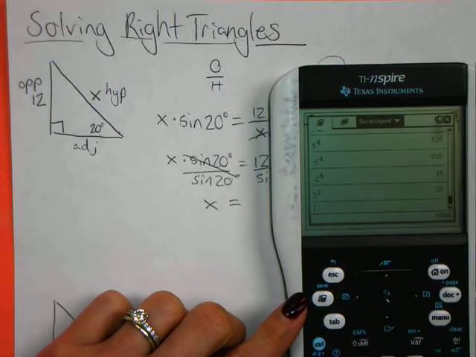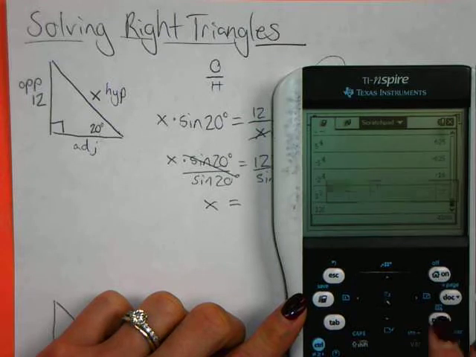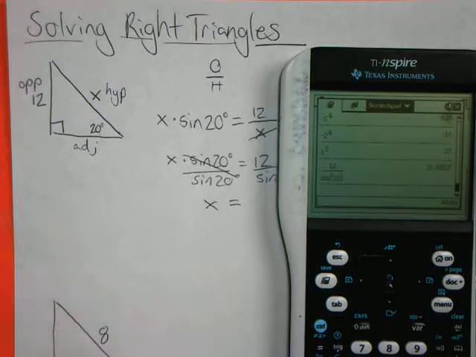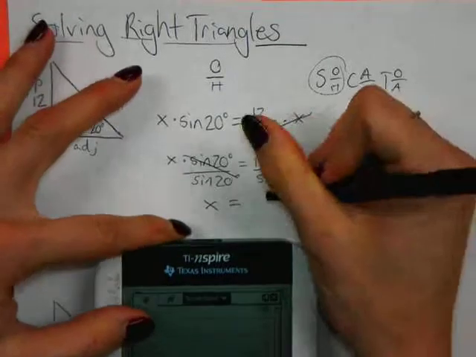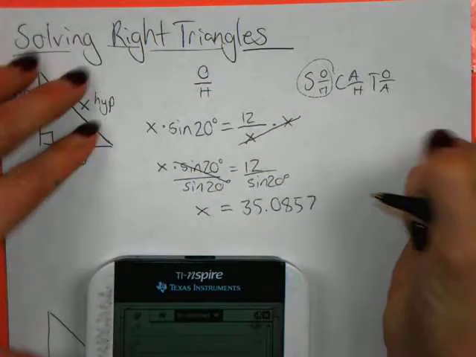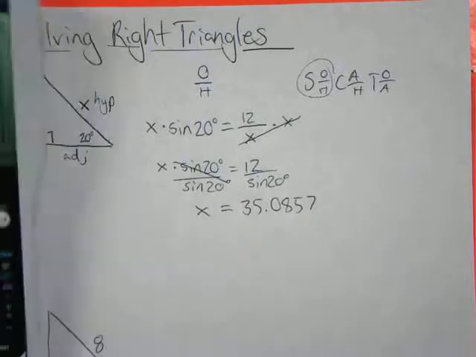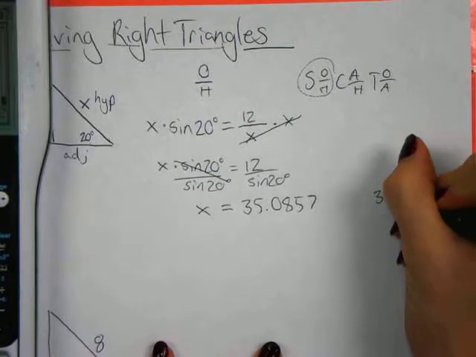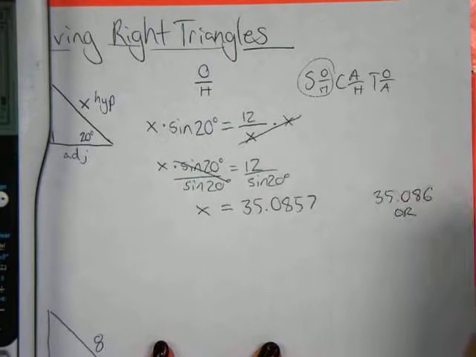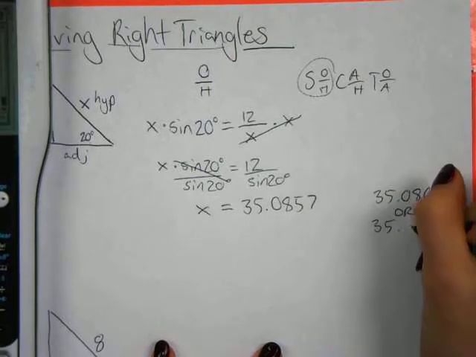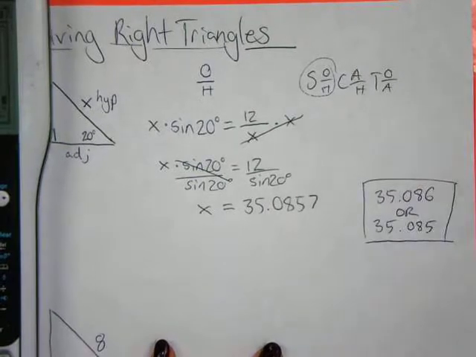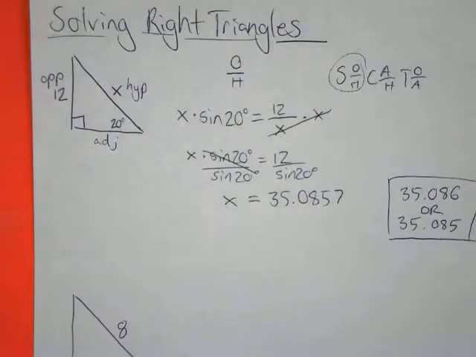12 divided by sine of 20 degrees gives me 35.0857. So if I want this accurate to 3 decimal places, I can either round and say 35.086, or I can truncate and just chop off everything after the third digit and say 35.085. So either of these two answers would be correct on a quiz or unit exam.